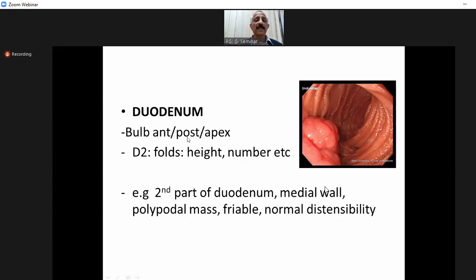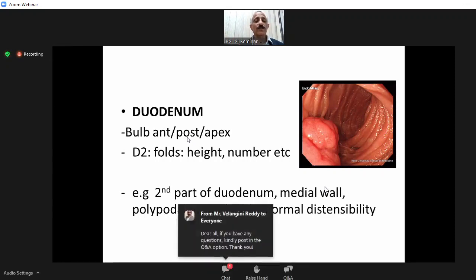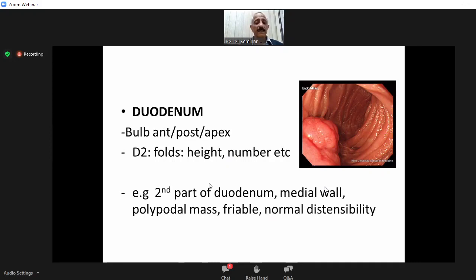So that is the anterior wall of the stomach, anterior wall of the duodenum, apex. This exercise should be done by everyone. I wouldn't say 3 o'clock, 6 o'clock, 9 o'clock, or 12 o'clock. It has to be interpreted and identified by each one himself or herself. Then in the second part of the duodenum, you look at the folds, the approximate number of folds in a view, the height, the number, and the lesions.